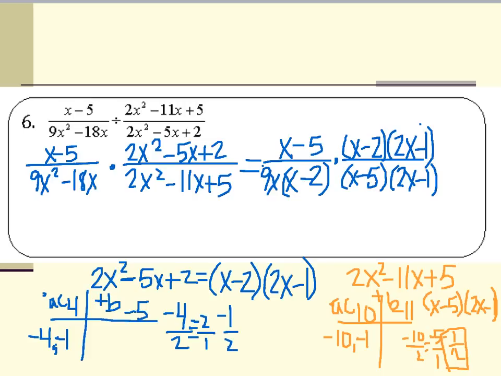Now let's cross out our common factors now that we've got all our simplifying done. This x minus 5 and x minus 5 will cancel out. 2x minus 1 and 2x minus 1 will cancel. x minus 2 and x minus 2 will cancel. So I'm just left with that 9x in the bottom. Since it's in the bottom, I've got to keep it in the bottom, and I have to put a 1 on the top to hold that spot. So my answer is 1 over 9x.